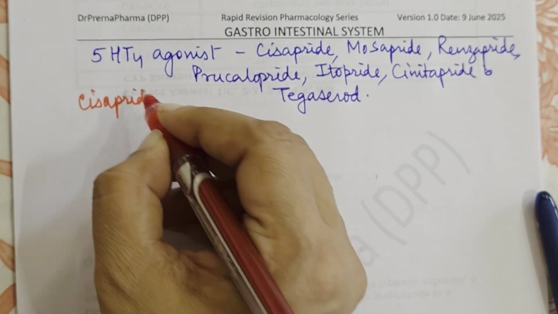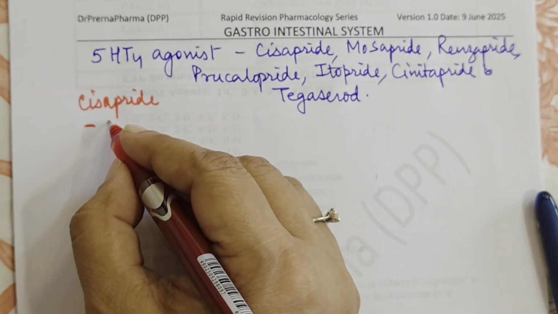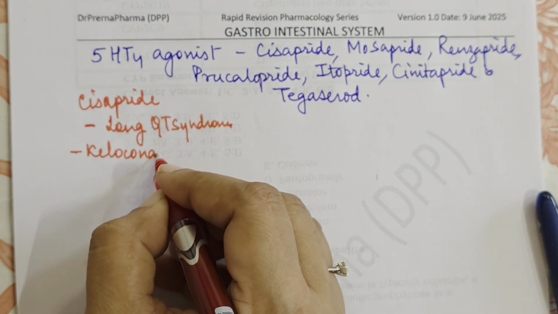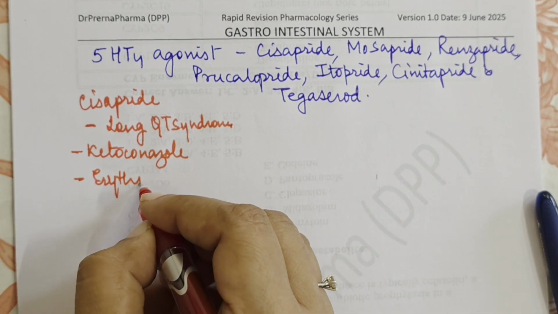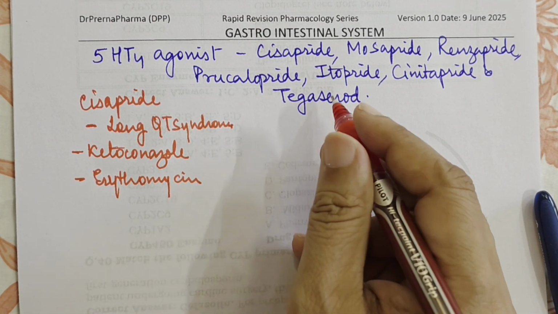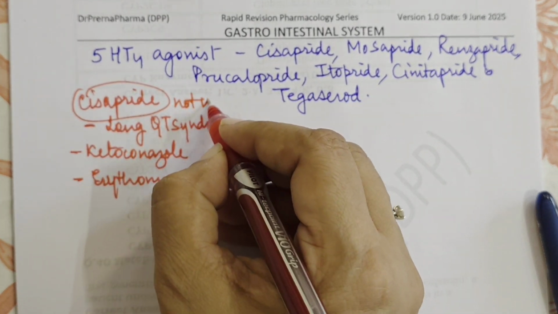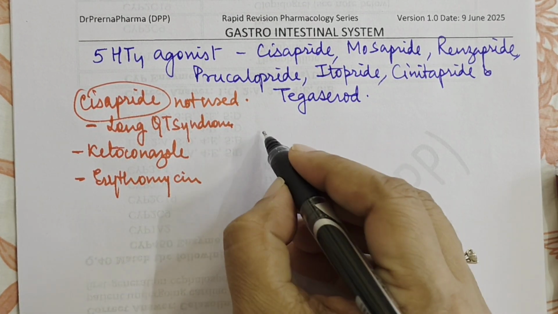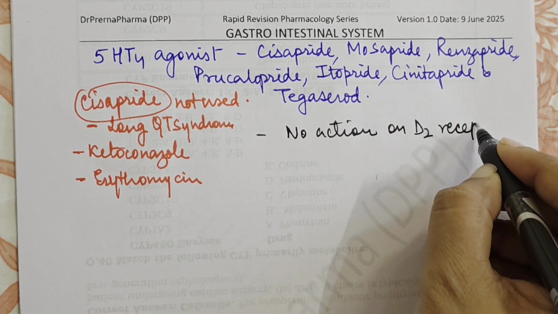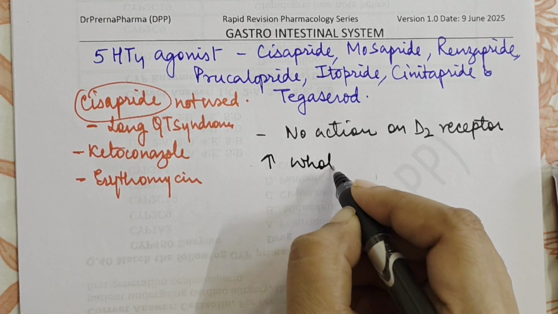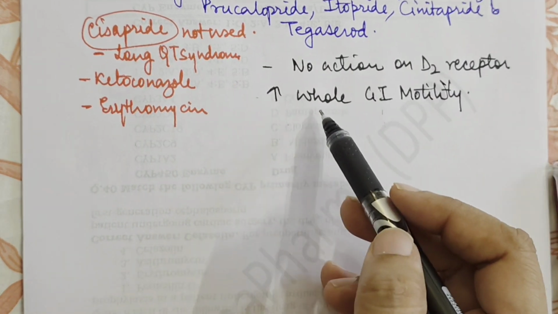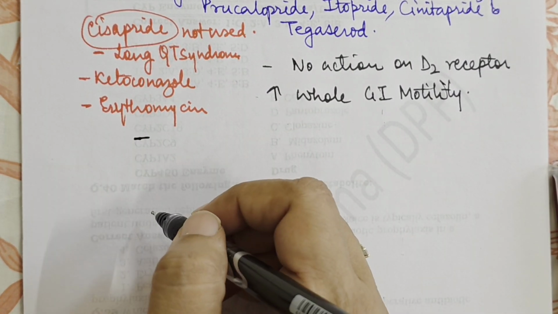Let's see this cisapride. Now this is a very notorious drug, because it causes long QT syndrome, especially when given with ketoconazole and erythromycin. So this is a major problem with this drug, and cisapride now is almost not used. These drugs have no action on D2 receptors, which is very important, and they increase the whole GI motility. Cisapride does this, while the others, mosapride and renzapride, do not cause any prolongation of the QT interval.